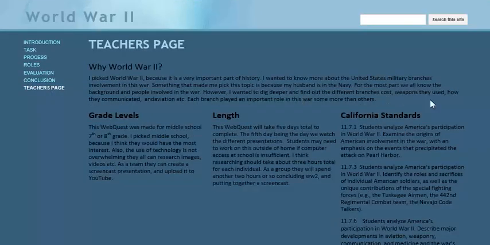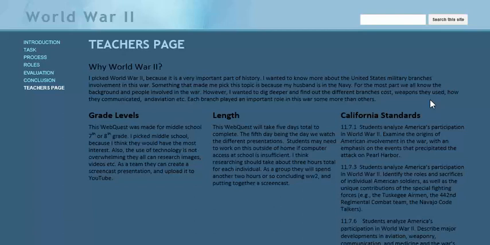Lastly, this is my teacher page. Basically, I discuss why I picked World War II, basically because I didn't know enough information about the different branches. I know the Navy, obviously, from Pearl Harbor, and the Marine Corps had a very big impact, but I didn't know much about the Coast Guard or the Army involved in there, so that's kind of why I picked this.